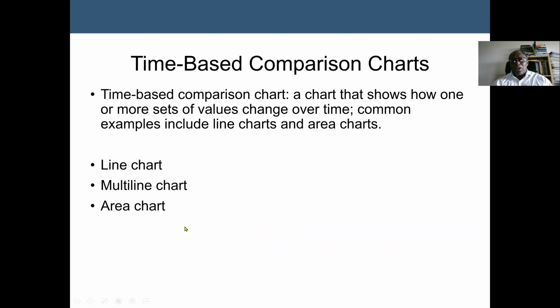A time-based comparison chart, as we said earlier, is also commonly called a time series chart. A time-based comparison chart is a chart that shows how one or more sets of values change over time. Common examples include line charts and area charts. Most of the time, in a time-based comparison chart, the x-axis, the horizontal axis, is always time. The most common is the line chart or multi-line chart, and also the area chart.